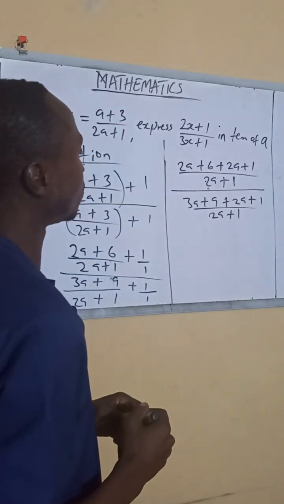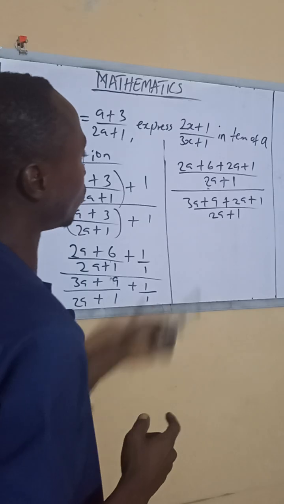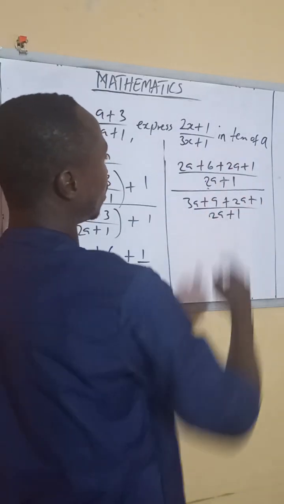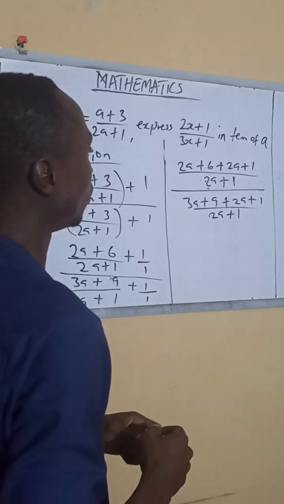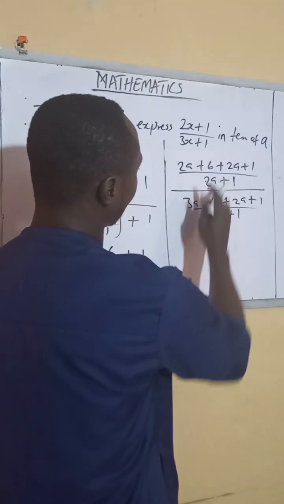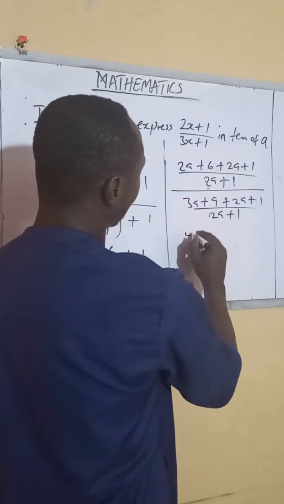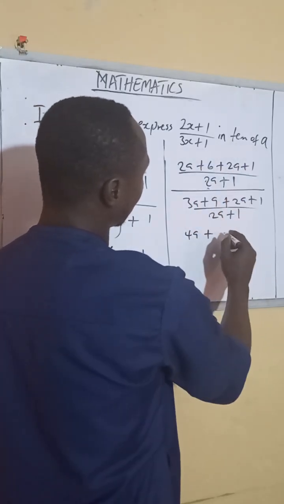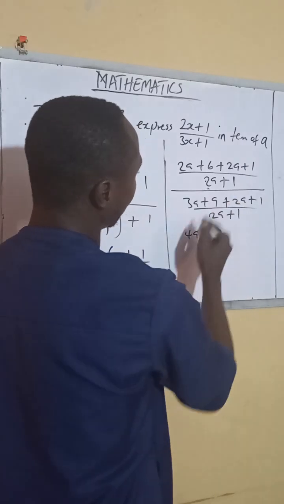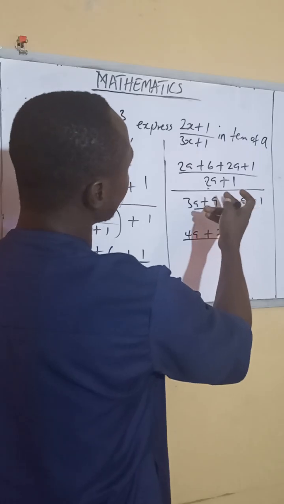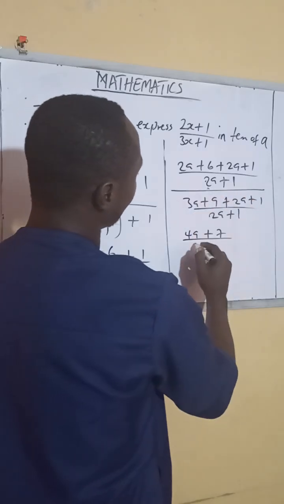Now, the next stage is we'll collect like terms. If you look at this and this, they look actually the same, which means we're adding them together. We'll collect like terms from here. We have this plus this will give us 4a. Now, this plus this will give us what? Plus what? 7. Then we go on to say all over 2a plus 1.